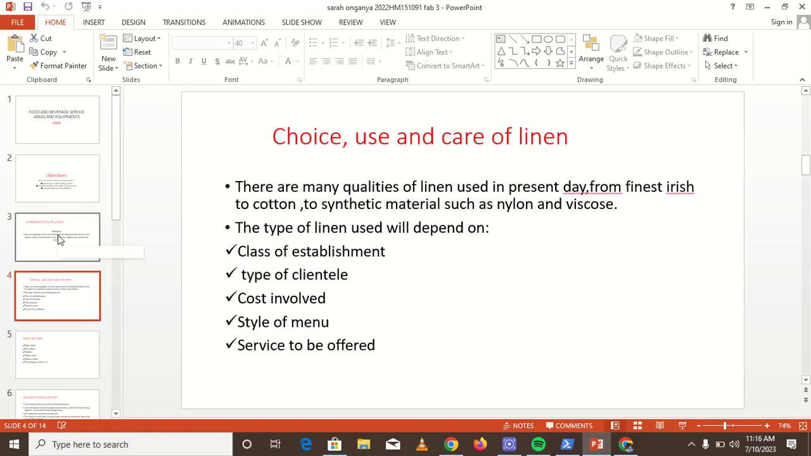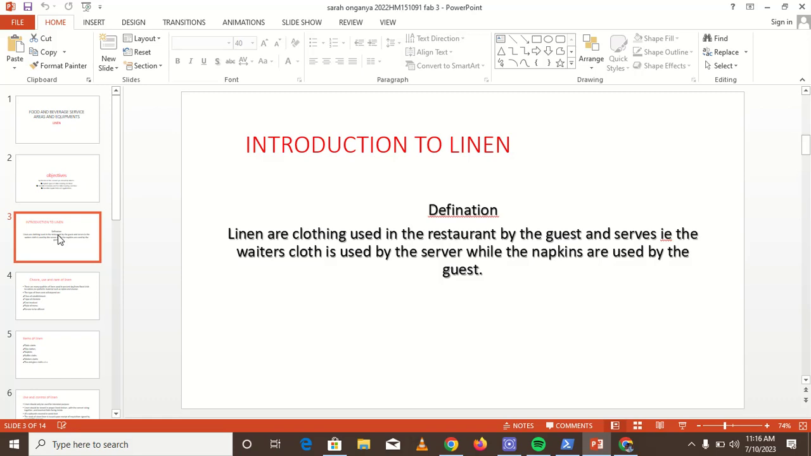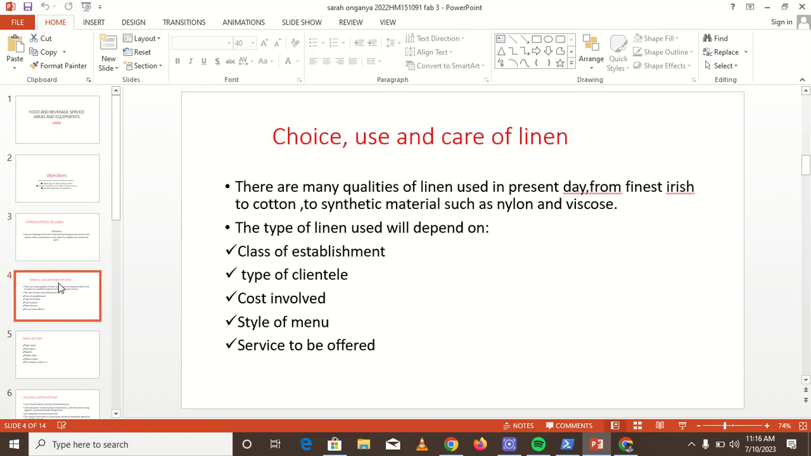Just as we have read, linen are clothing used in the restaurant by the guests and the servers, and waiters use the waiters' cloth and the guests use the napkins. Then we are going to choice, use, and care of linen. There are many qualities of linen used in present day, from the finished Irish to cotton to synthetic material such as nylon and viscose. The type of linen used will depend on the class of establishment, type of clientele, cost involved, type of menu and service to be offered.